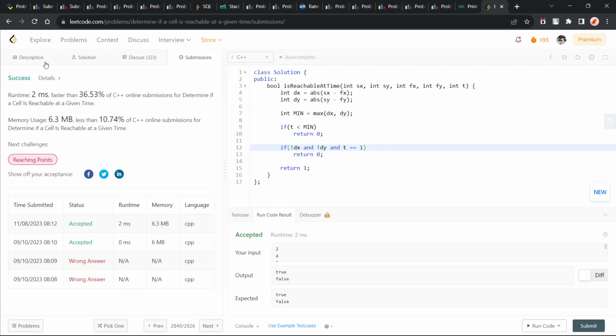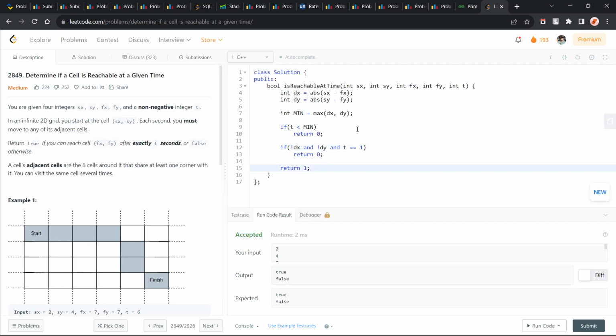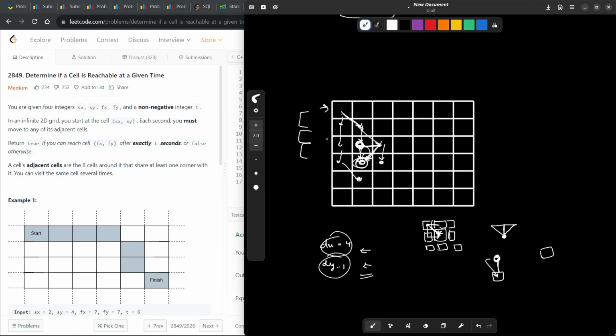Now let me just quickly summarize what I just said. First of all, this part must have been very clear to all of you, that this is the value that is the minimum time that it would take us to reach the final cell. If the value of time that has been given to us is less than this minimum value, then obviously we can return 0. Now, if let's say this is the final cell and I have reached any of its adjacent cell, right? I have reached here. I cannot enter this cell because we have to enter it at exactly t seconds, right?